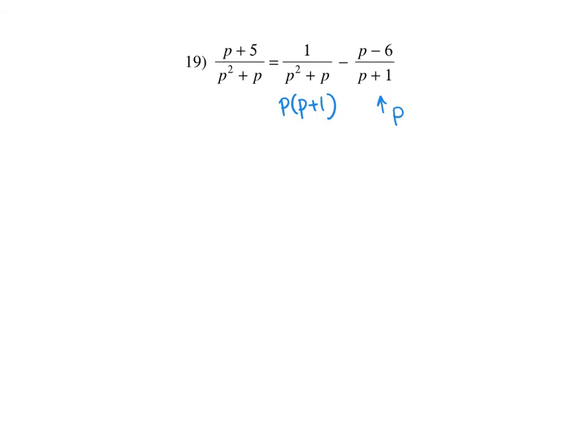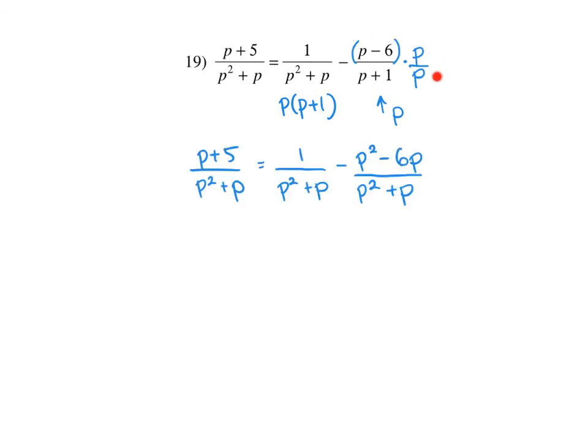So to fix that, I'm going to multiply this last fraction by 1, of course, in this case p over p, because that's a more usable form of 1 right now. And then I will have the same denominator in all three of my fractions as I did in the last example. Okay, so after multiplying this final fraction by p over p, this is my result.